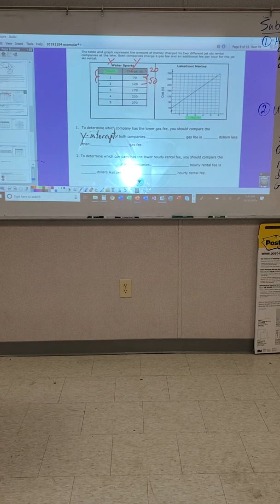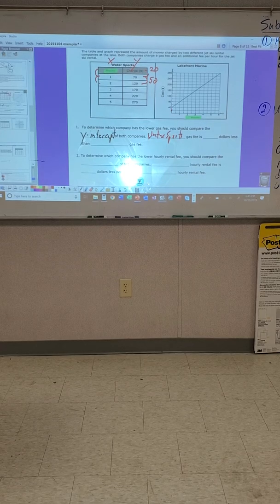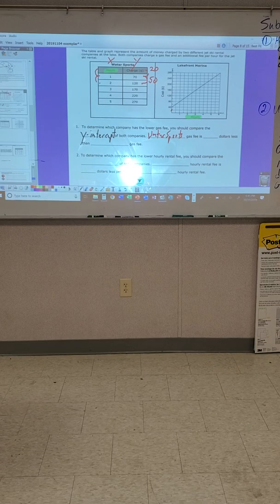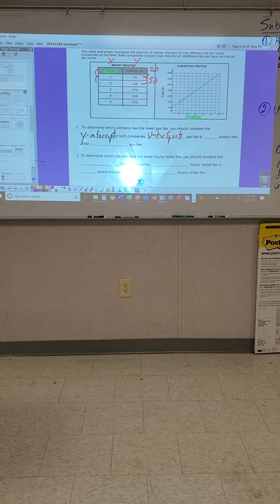So which one is cheaper? Well, so it turns out that water sports gas fee is how many dollars cheaper? Well, Lakefront was $40 and water sports is $20. So water sports is $20 less than Lakefront.